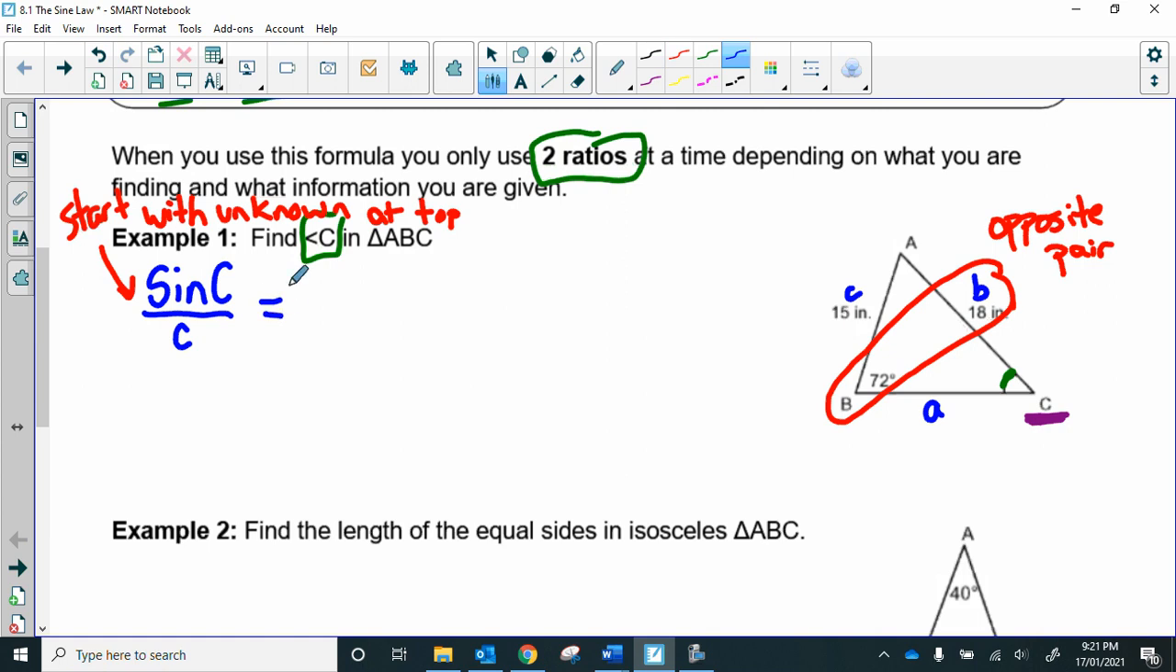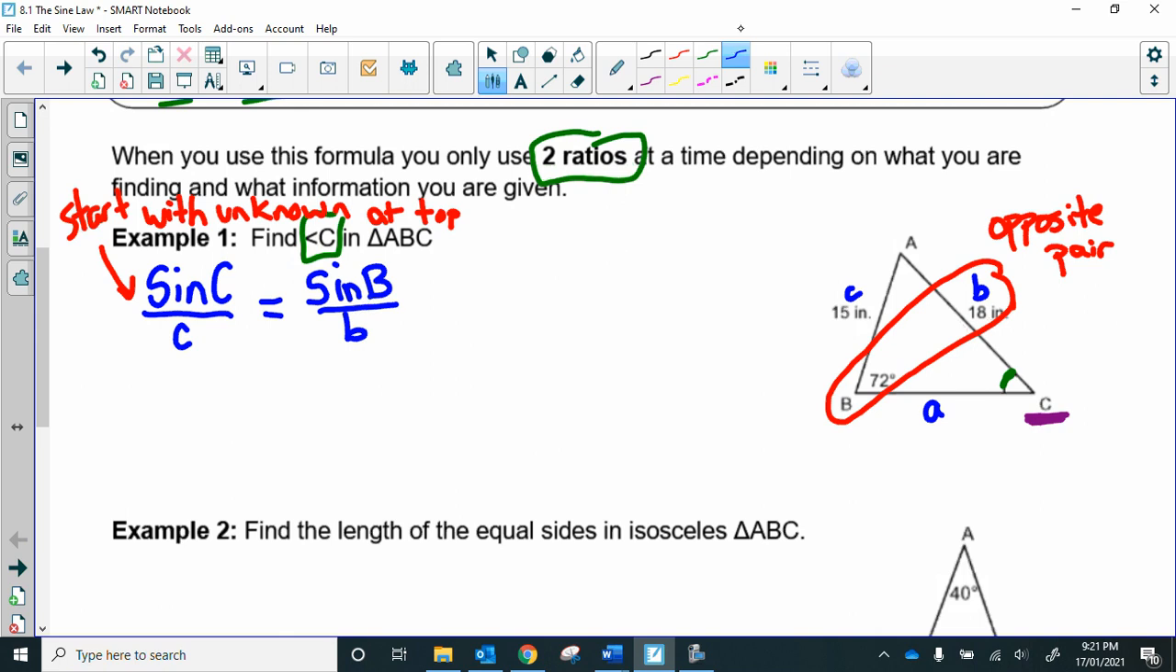I need another ratio. Again, you're going to be using the opposite pair that I've circled here. So I've circled the b's because I have both b's. So I'm going to be using b as my other pair: sine b over little b. So now that I've set up my ratio, I'm going to sub in what I know.